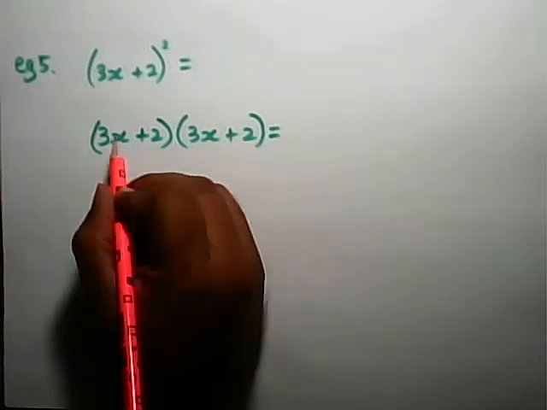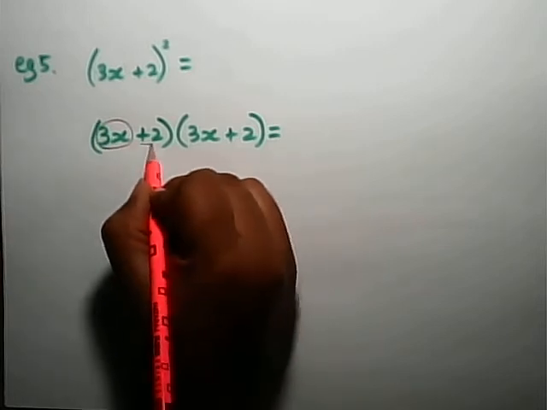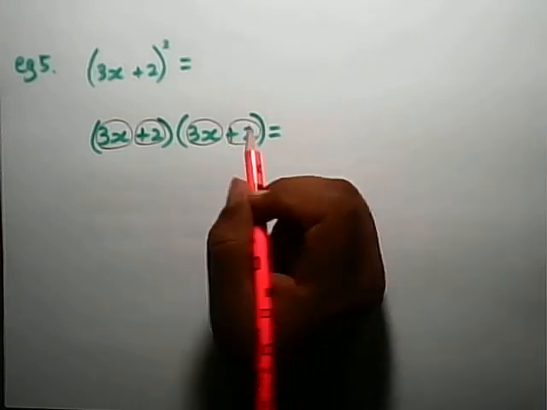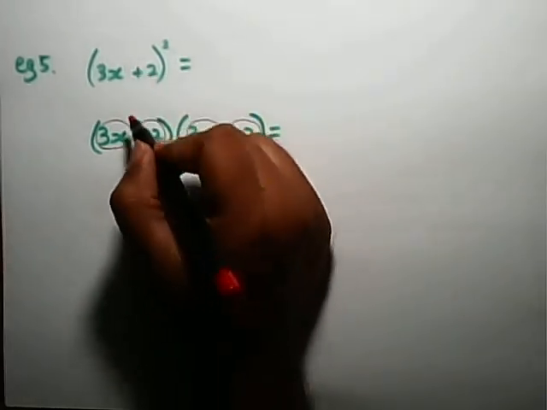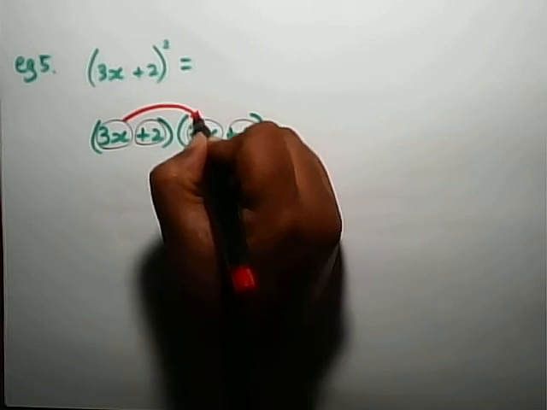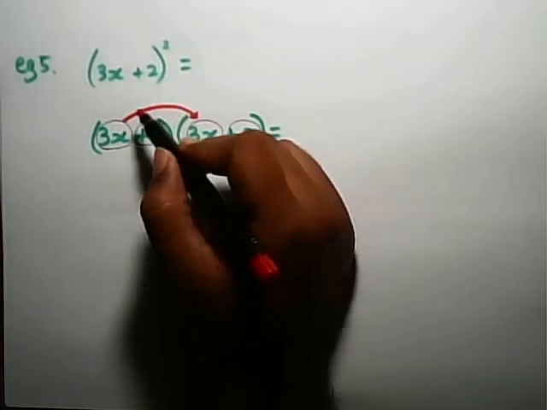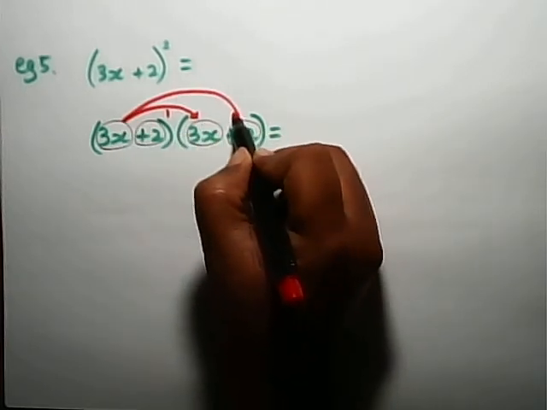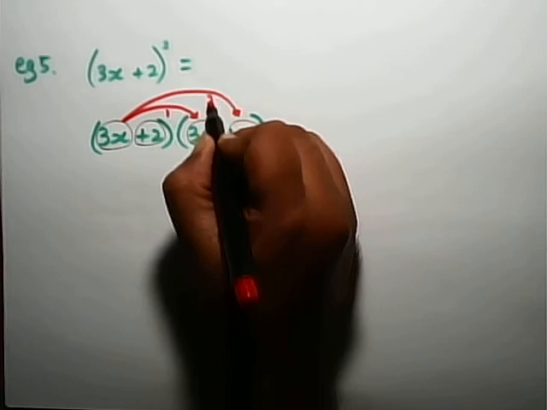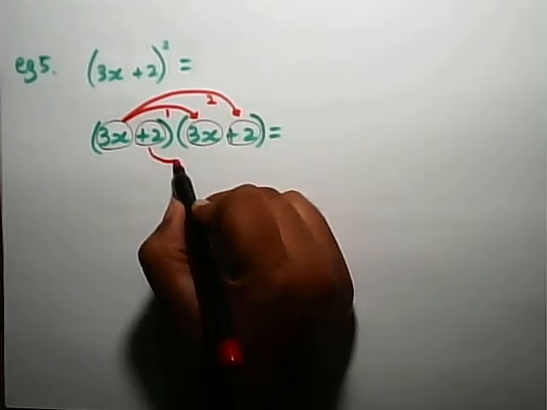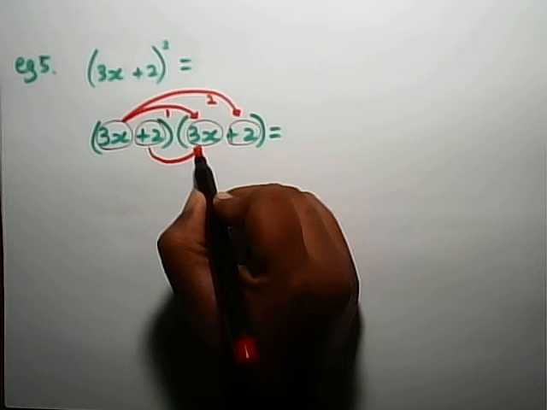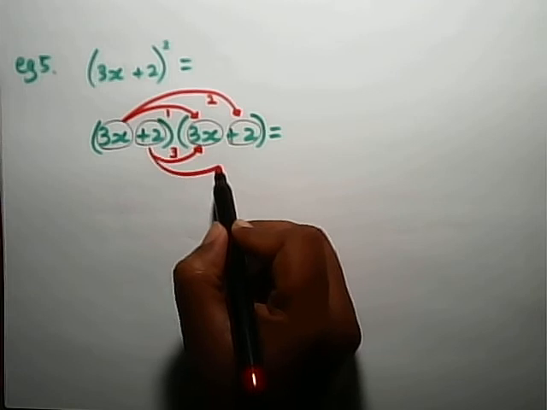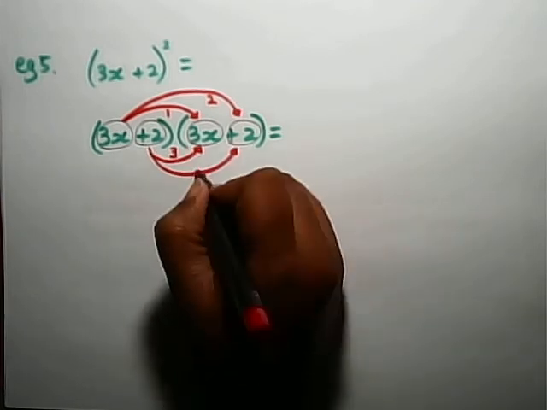Circle your terms. 3x plus 2, 3x, and a plus 2. Draw your arrows. 3x times 3x is step 1. 3x times positive 2 is step 2. Positive 2 times 3x is our step 3, and a positive 2 times a positive 2 is step 4.